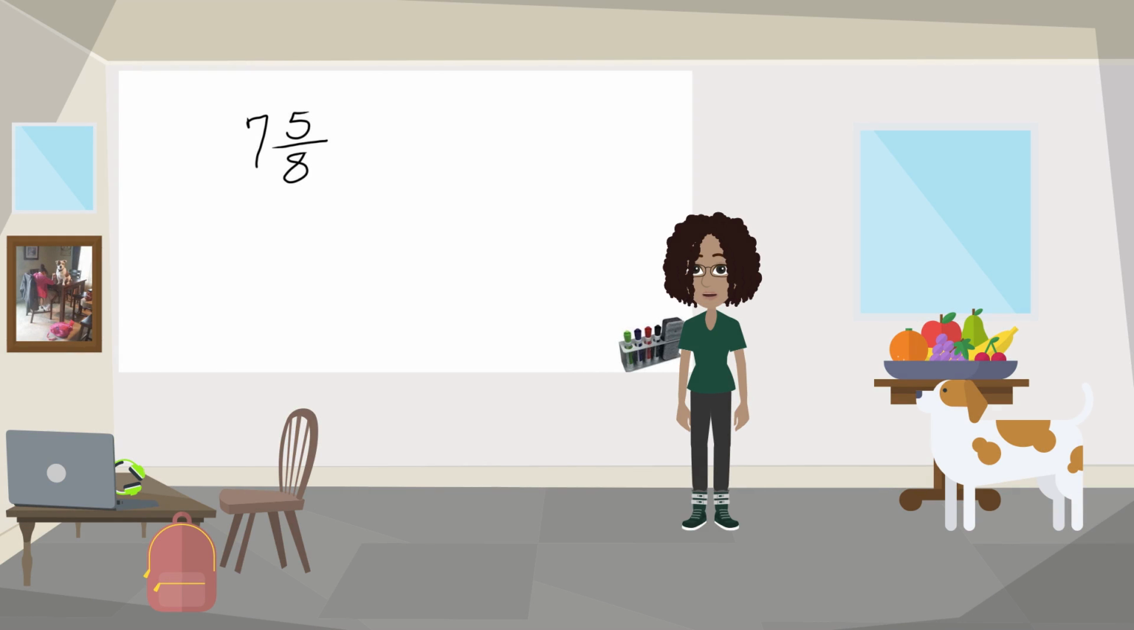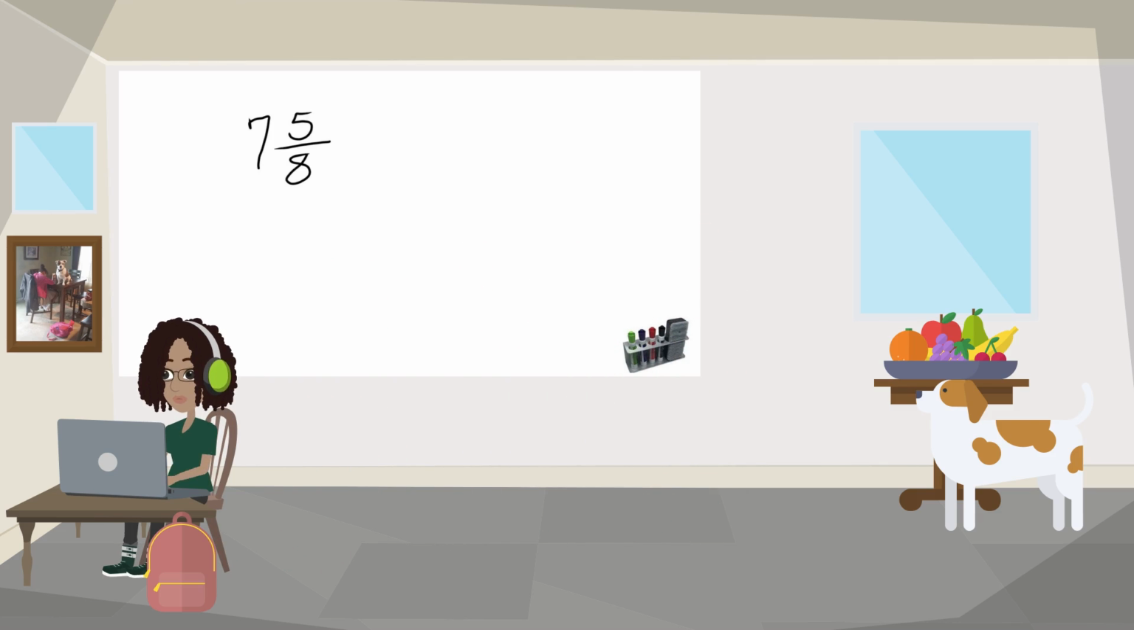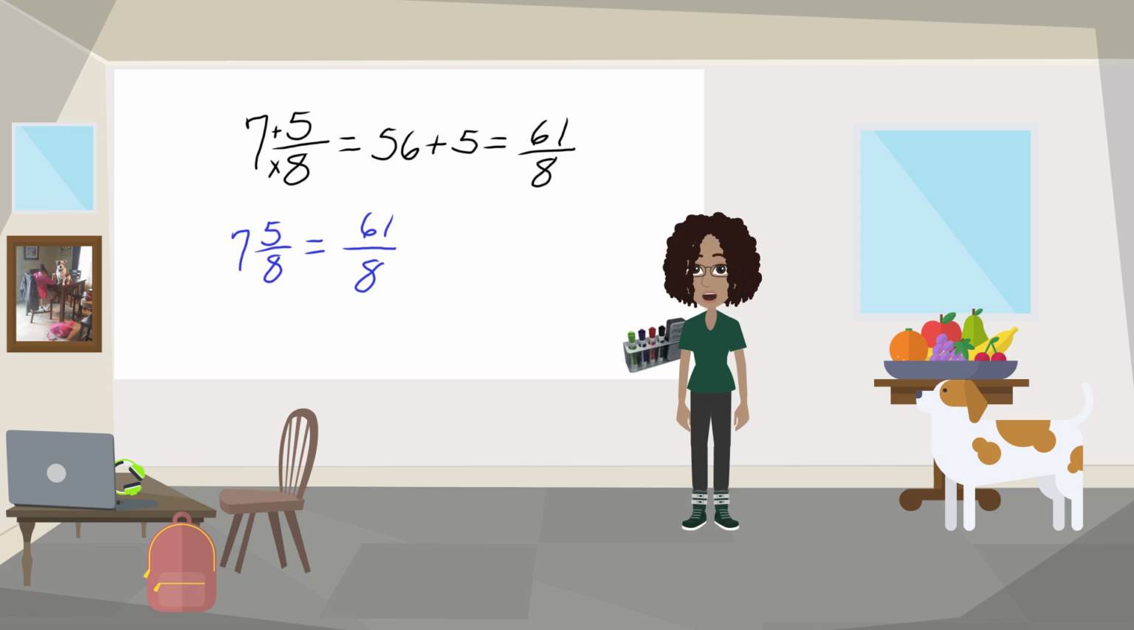Let's convert 7 5/8 to an improper fraction. First, multiply 8 by 7, then add 5. This calculation will give you your numerator for your equivalent fraction. Remember, the denominator is the same for your equivalent fraction. Pause this video if you need more time to convert 7 5/8 to an improper fraction. Seven 5/8 is equal to 61/8.